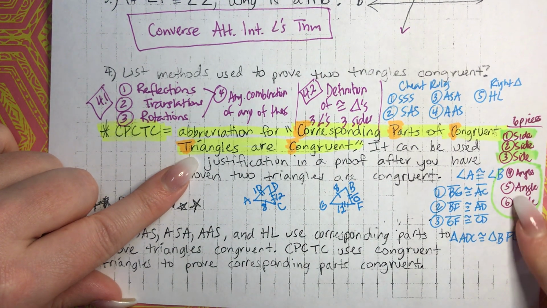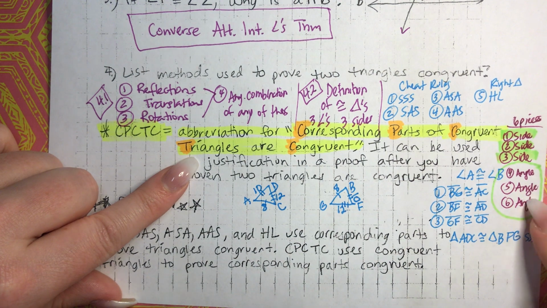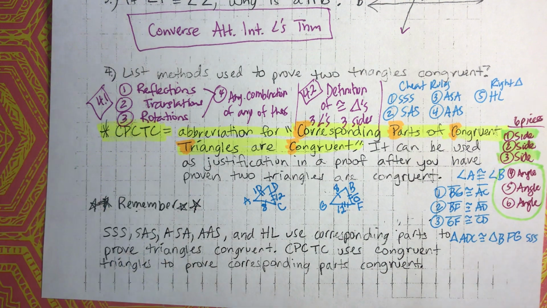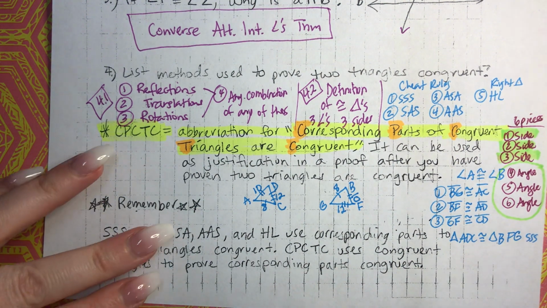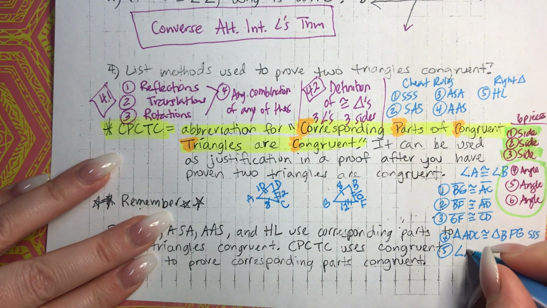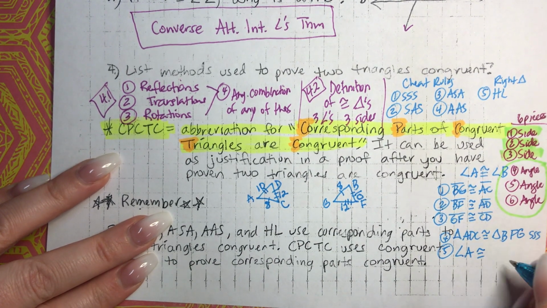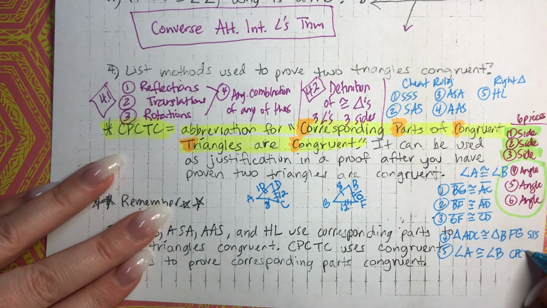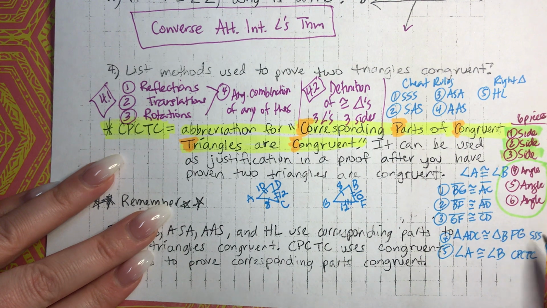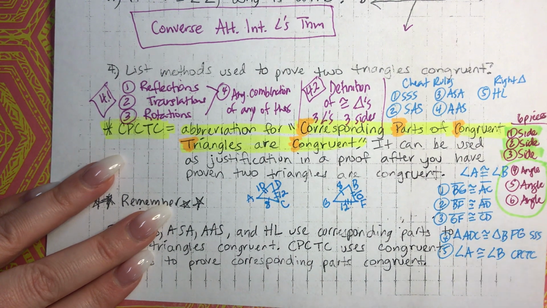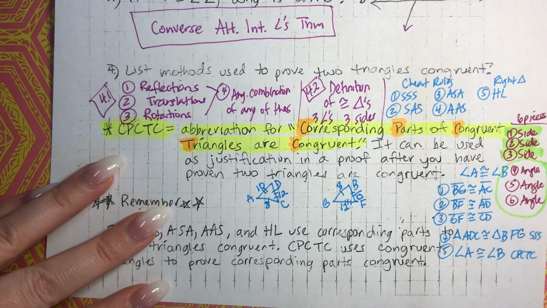And now we can say that these 3 sets of corresponding angles are also congruent, right? Because A is the first letter here and B is the first letter there. So I can say angle A is congruent to angle B. Why? Because of CPCTC. These are corresponding parts of congruent triangles. These are congruent triangles, so corresponding parts of congruent triangles are congruent. So that's the purpose of CPCTC.